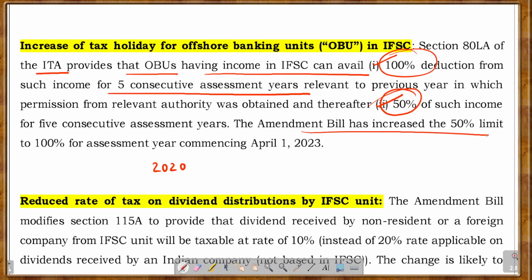Now the amendment bill has increased the 50% limit to 100% for the assessment year commencing from April 1, 2023. So if you are an offshore banking unit which you have started, for the first 5 years you will get 100%, and after that also you will get 100%. But this is limited just for the 10 years.